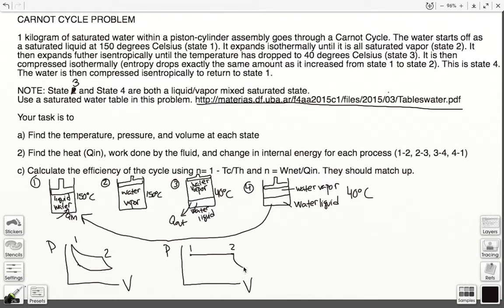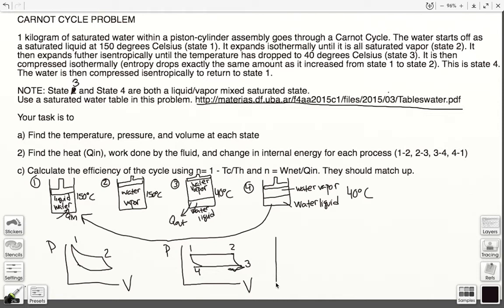Then 2 to 3, there's no heat exchange, and this happens as usual isentropically. And again, sorry that's not really a straight line, but this process from 3 to 4 is also at a constant pressure. And then here we have our isentropic process from 4 to 1. And so this is what the PV diagram looks like for this problem. And that's one thing to note.